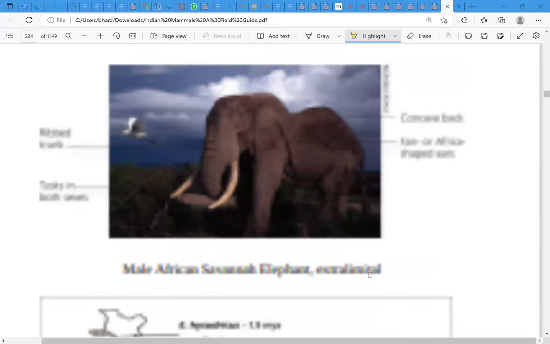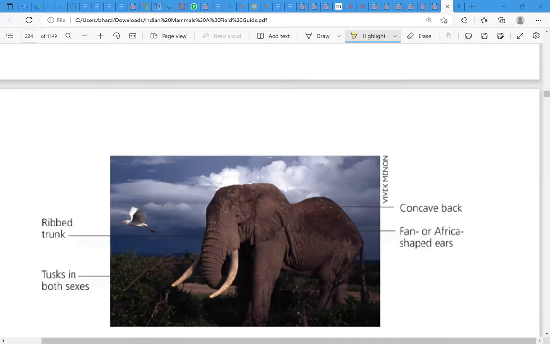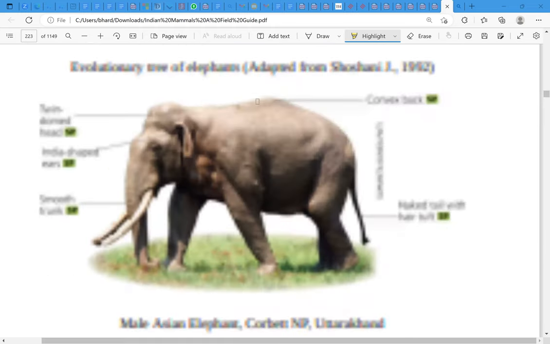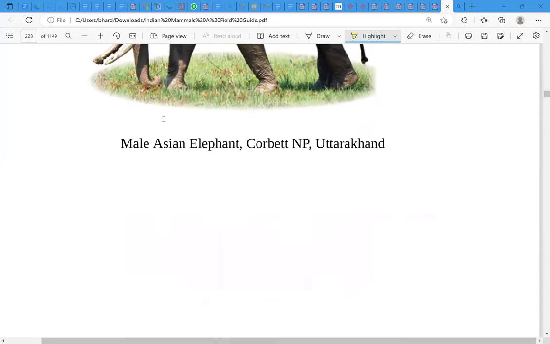Now this is African, concave back. Can you see the difference? Trunk, and it has tusks in both sexes, fan or Africa shaped ears. This is India shaped ears. These are Africa shaped ears. And then even the back, that is the most important differentiation.